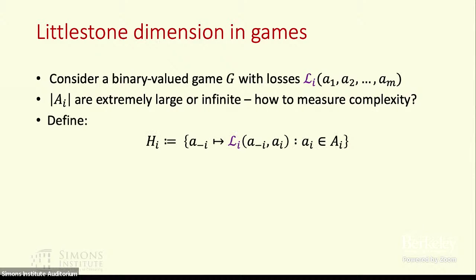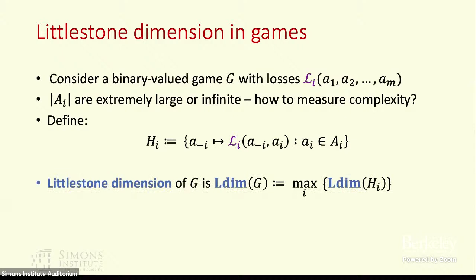We're going to define a bunch of function classes, otherwise known as hypothesis classes, associated with the game. There's one for each agent. And the hypothesis class for agent i, denoted by Hi, is this class of functions right here. It's indexed by actions ai of agent i. And for each such action ai, there's a function in the class Hi, which maps the actions of all other agents to the loss of agent i when they play according to their actions ai and a minus i. So this is a sort of induced hypothesis class from the game, given by agent i's loss function on all possible actions of agent i.